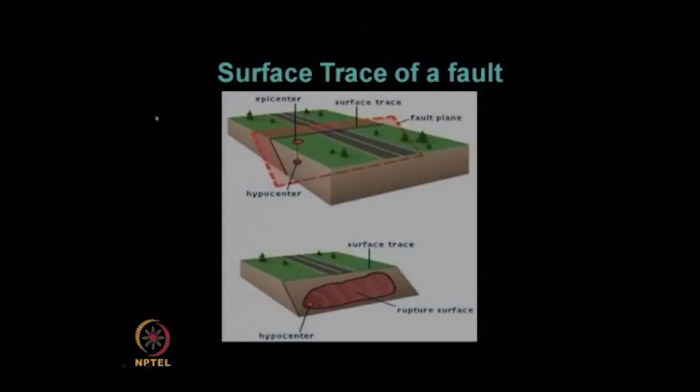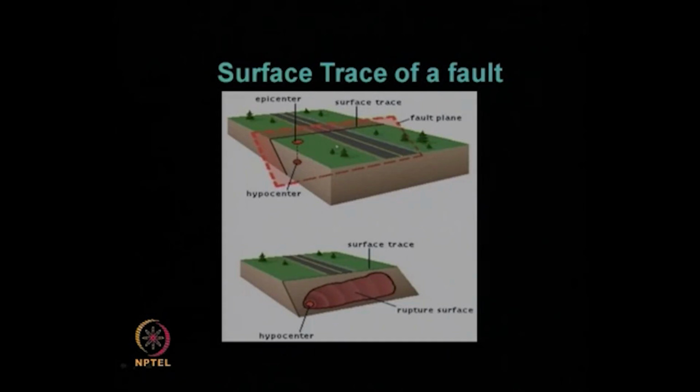So, if we look at this slide, this is known as surface trace of a fault. That means, whenever there is a rupture surface, this is the hypocenter, this one is the fault plane or the weaker plane. Now, if this plane makes a mark on the ground or intersects the horizontal plane or the ground plane along this line, these two planes where they are meeting each other at the ground surface is nothing but the surface trace of the fault.